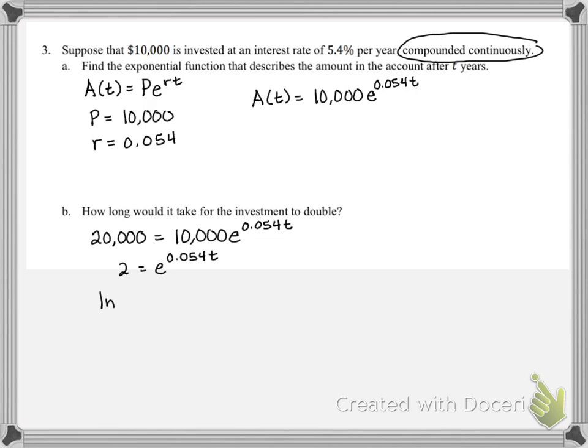So we'll take the natural log of both sides, and remember the natural log and e to the x are inverses of each other, and so they undo one another, which means on the right side we just end up with 0.054t. And then we'll divide by 0.054 on both sides to solve for t. So we get t equals the natural log of 2 divided by 0.054.